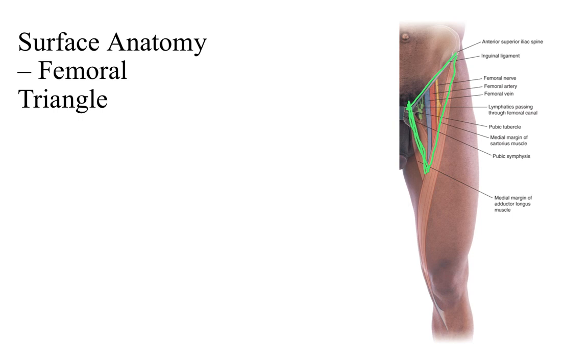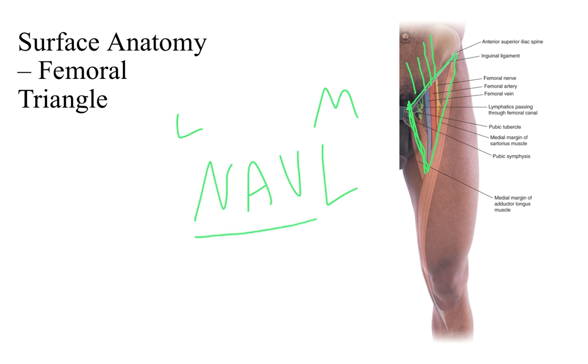And if you look at it, what you see in a femoral triangle is nerve, artery, vein, lymphatics, from lateral to medial. If it helps you remember, that kind of looks like navel. So navel from lateral to medial: nerve, femoral artery, femoral vein, and then your lymphatics in the femoral triangle.